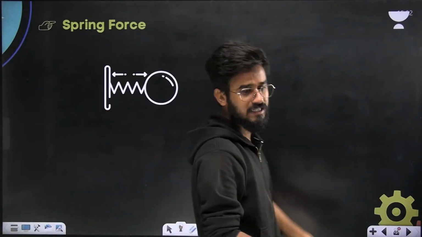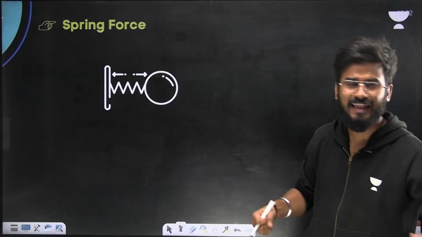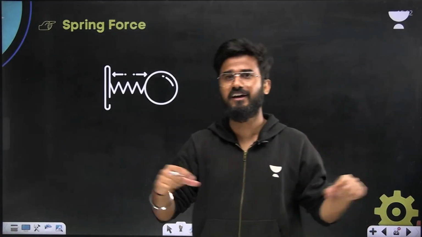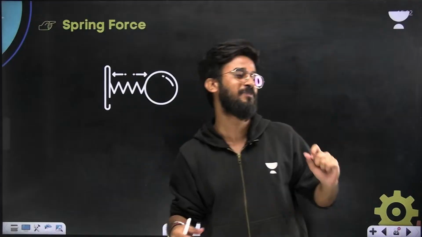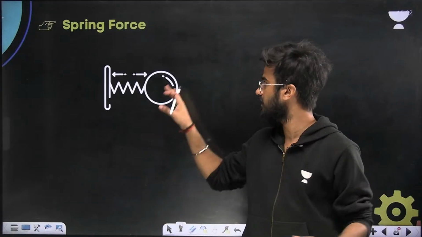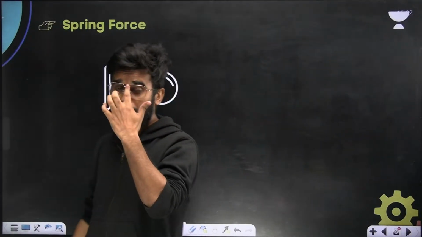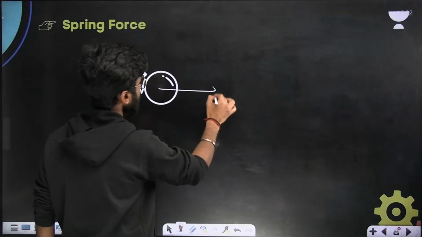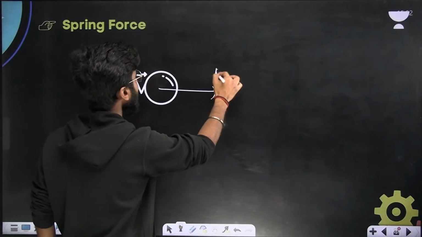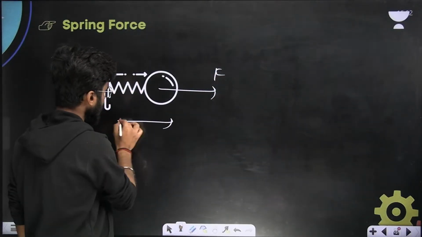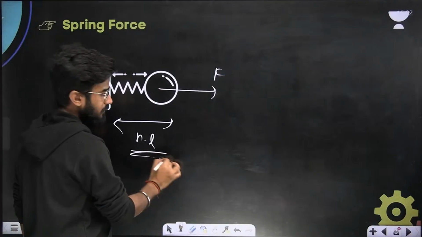What is spring force? Suppose that we have a spring, like the one in your spiral notebook, that is helical, by the way. So we have a spring and we have just one block connected with the spring. Now if we pull this block with the force F, suppose that this is the natural length of the spring.